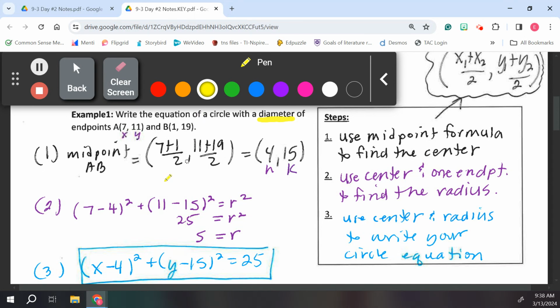Okay? So I chose (7, 11). You can easily choose (1, 19), but I substitute those in with the center. That gives me r squared is 25, but my radius itself is 5. Why would I show you that? Because sometimes just knowing the radius is important. And then step 3, I put it all into one big happy circle equation.